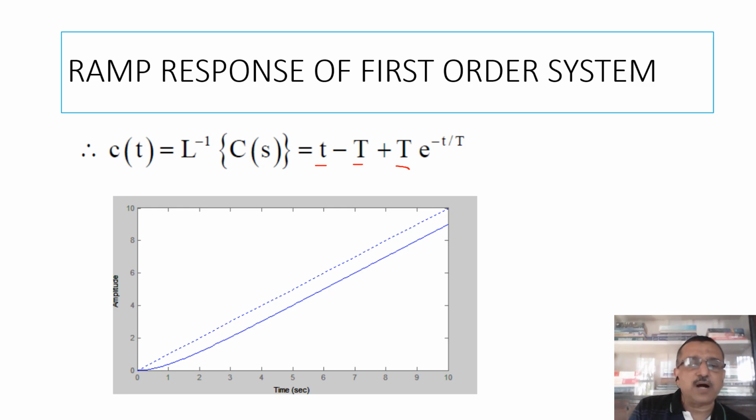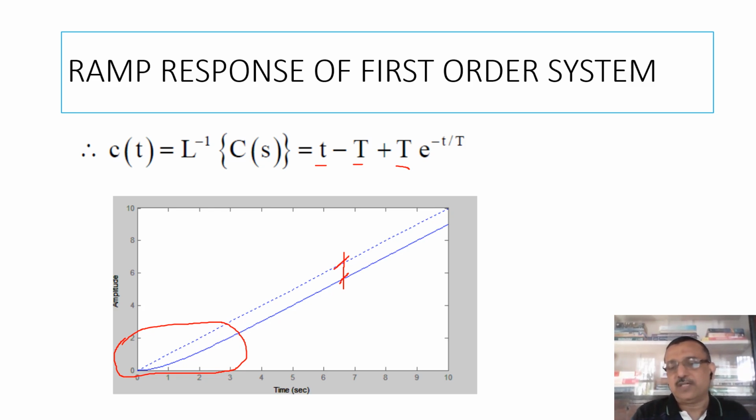This part we will be learning about as transient and steady state. This part is called the transient. When you give a ramp input, slowly the output will increase. After some time, the output will increase at the same rate as the input, but there is an error. This error is called steady state error to a ramp input. This is one of the disadvantages of a first order system.